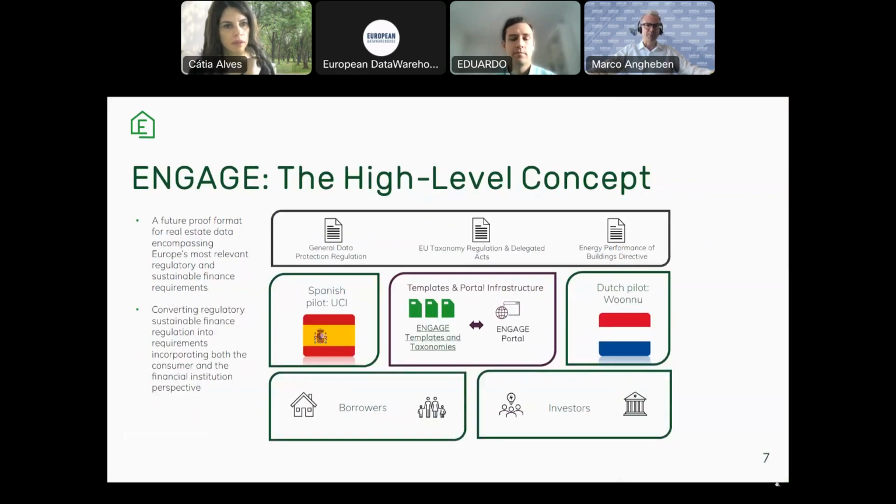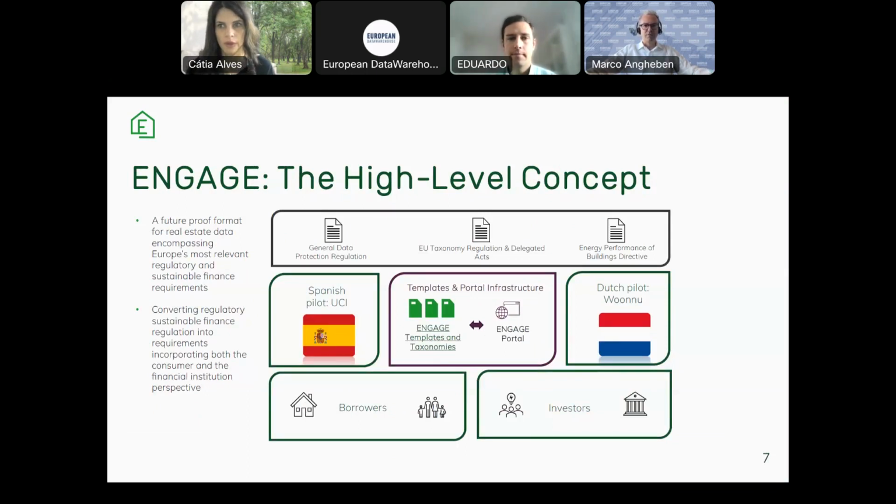Next, please. So in this visual, you can see the high-level concept of the initiative. At the very top, you have the General Data Protection Regulation, which is always key in order to the transmission and the communication of data, the EU taxonomy regulations and the related delegated acts, together with the Energy Performance of Buildings Directive.